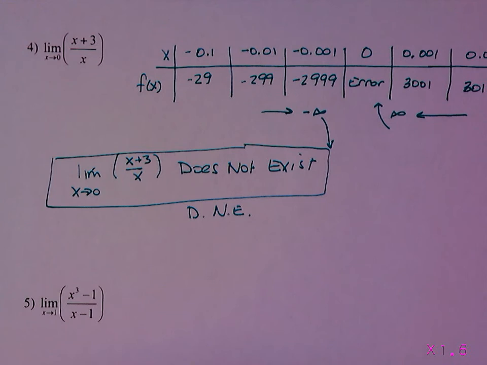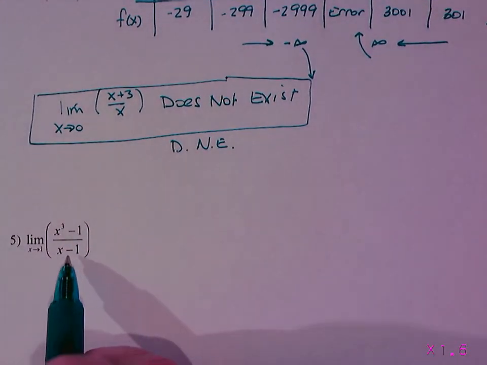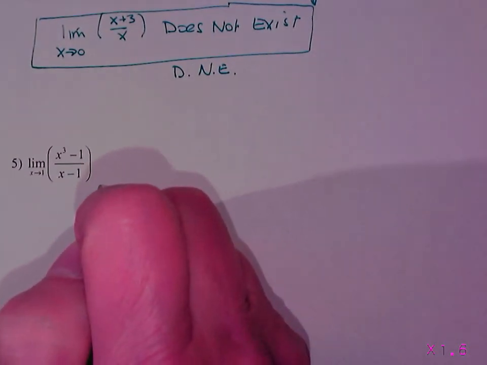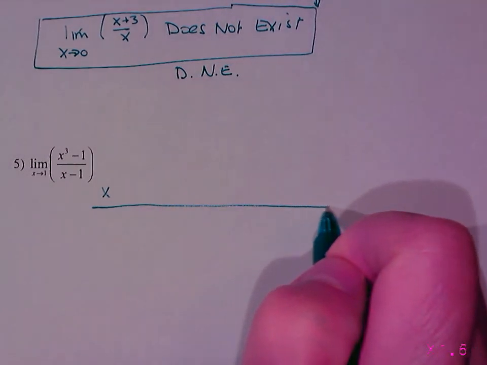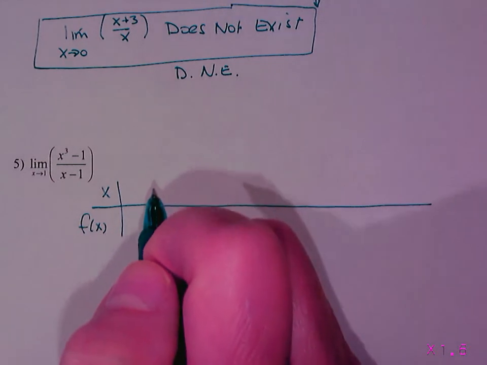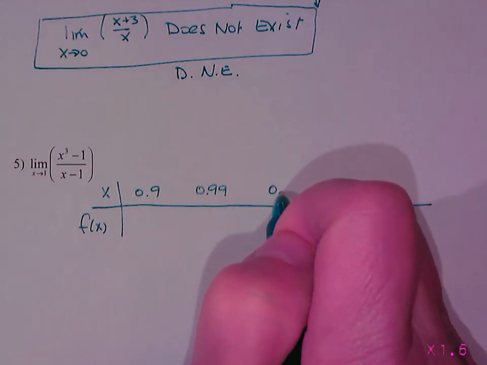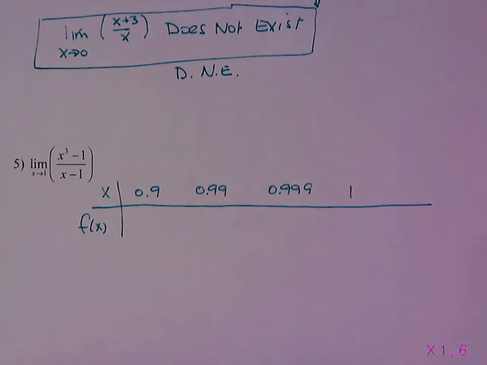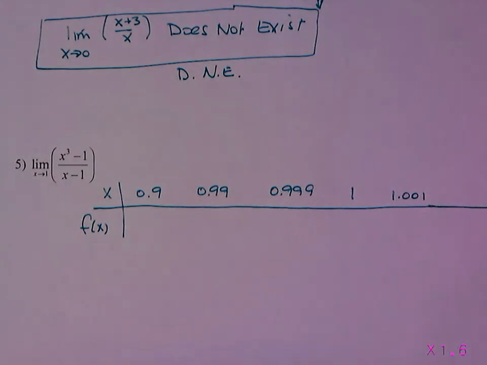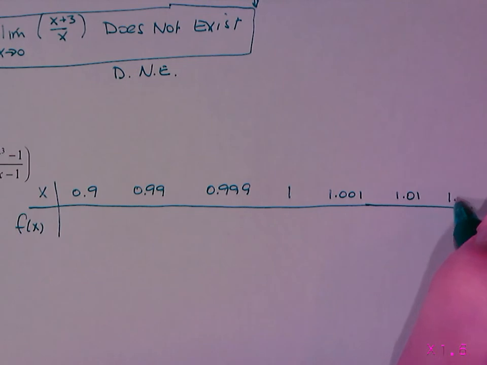My last example, again, is different as well. So now I have x approaches 1. So when I pick my values, I want to get close to 1. So I'm going to pick 0.9, 0.99, 0.999. And I'm going to put a 1 in there. 1.001, 1.01, and 1.1.